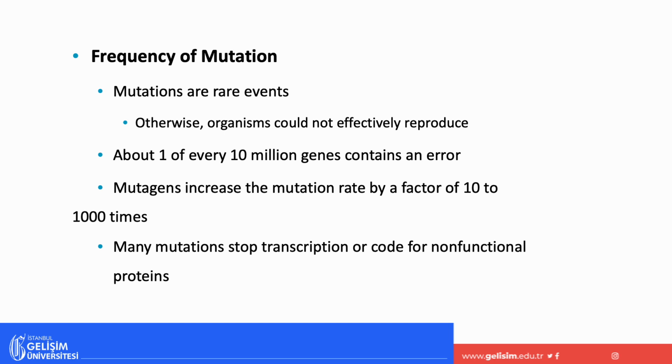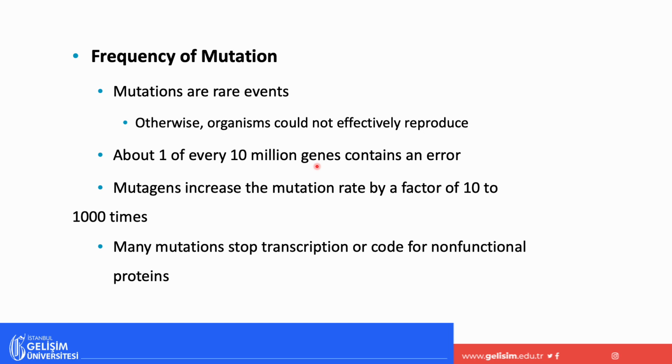All right. In terms of the frequency of mutations, mutations are rare events, and the frequency of mutations will vary depending on the organism and the type of mutation. Generally, the mutation rate is about 1 in every 10 million genes, okay, which is still significant considering the number of genes in an organism.